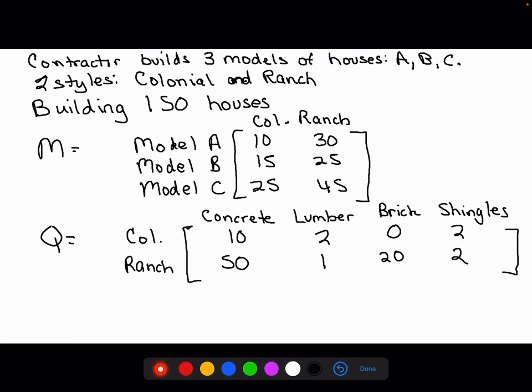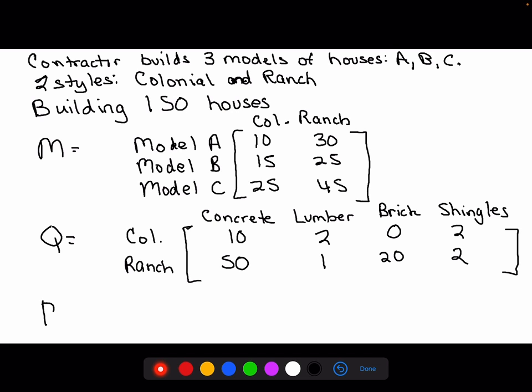So whatever units of concrete. Colonial takes 10 units of concrete. Ranch takes 50 units of concrete. Or like the colonial takes 0 bricks, ranch takes 20 units of bricks. That kind of thing. It's whatever their units are. It doesn't take literally 2 shingles on these houses. It's 2 units, whatever size those are.